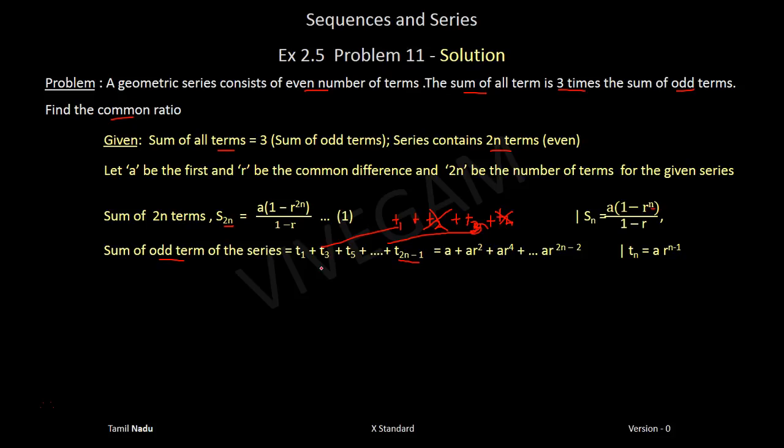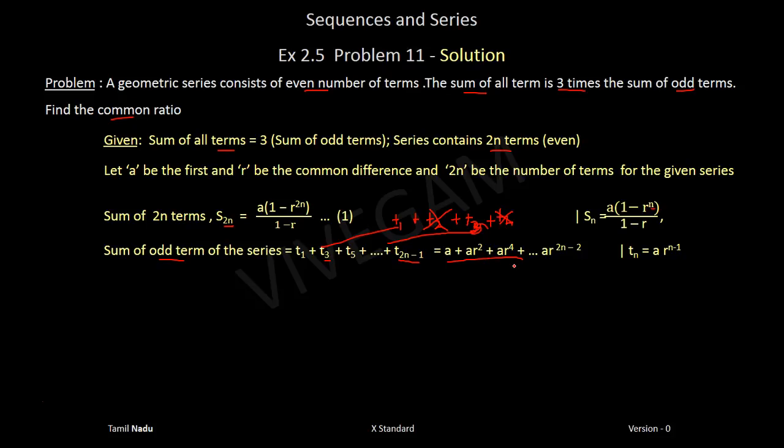Now you substitute all these values. t1 is a. For t3, what is our formula? tn is a r to the power of n minus 1. So for t3, n is 3 here, so applying that formula, it will be a into r to the power of 3 minus 1, that is ar squared. For t5, it will be a into r to the power of 5 minus 1, that is ar to the power of 4. For t2n minus 1, it will be a into r to the power of 2n minus 1 minus 1, so it will become ar to the power of 2n minus 2. This is the series for which we need to find the sum.